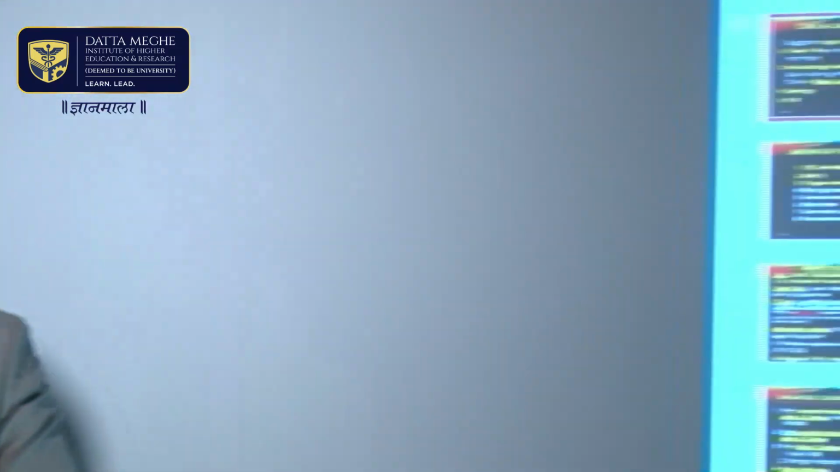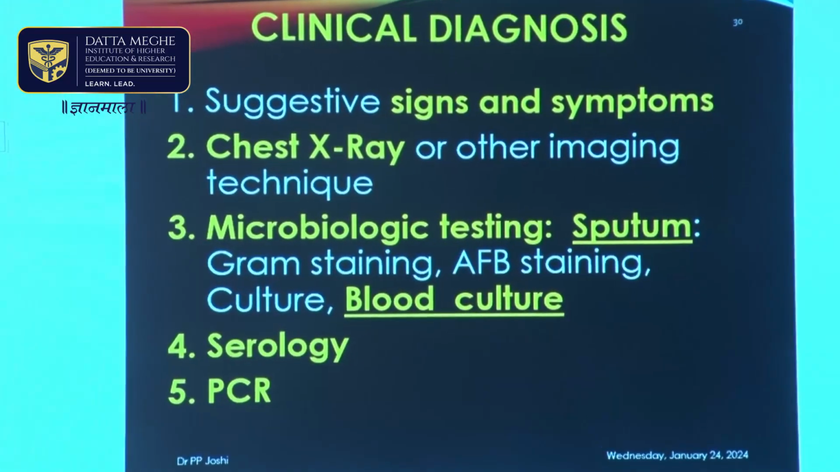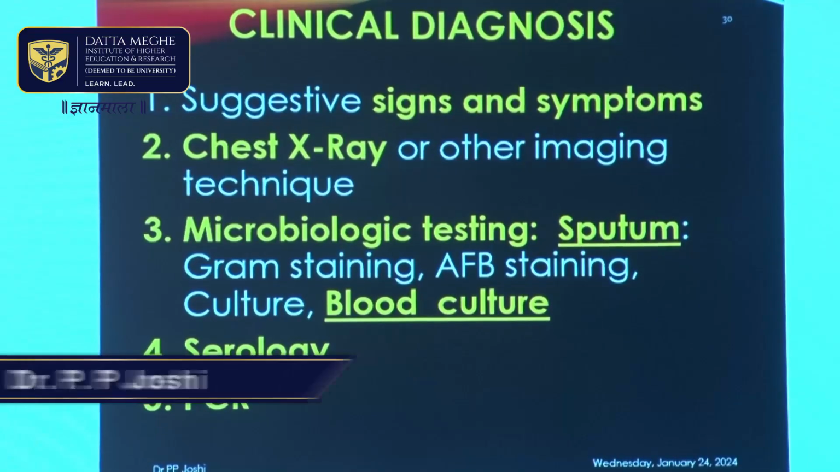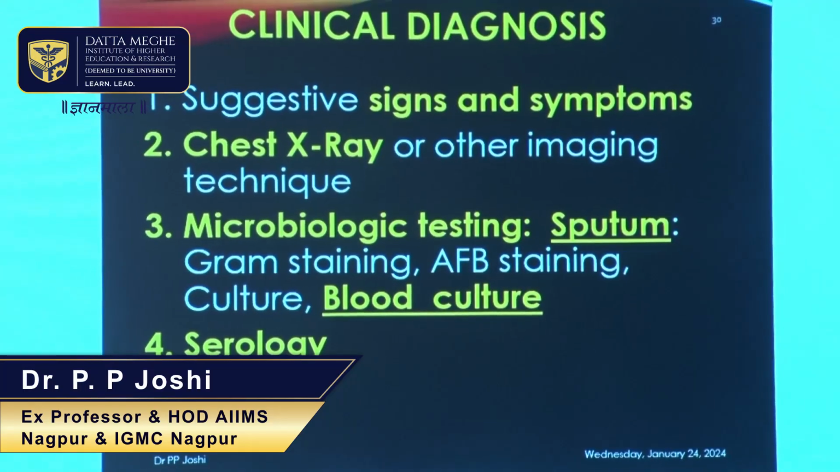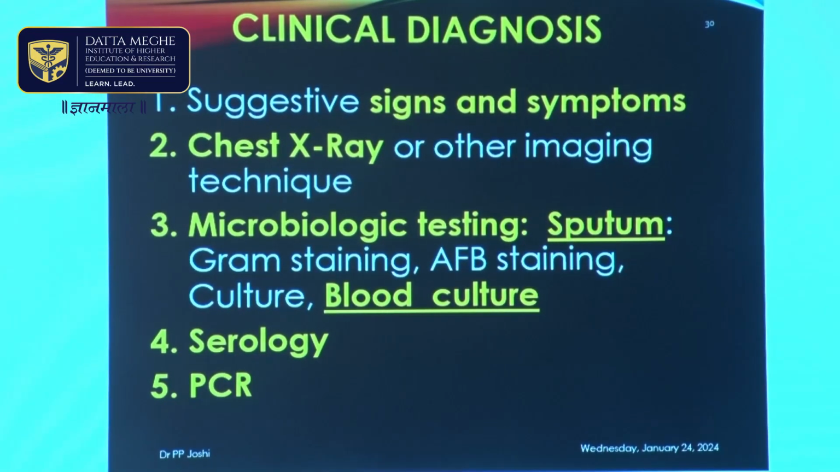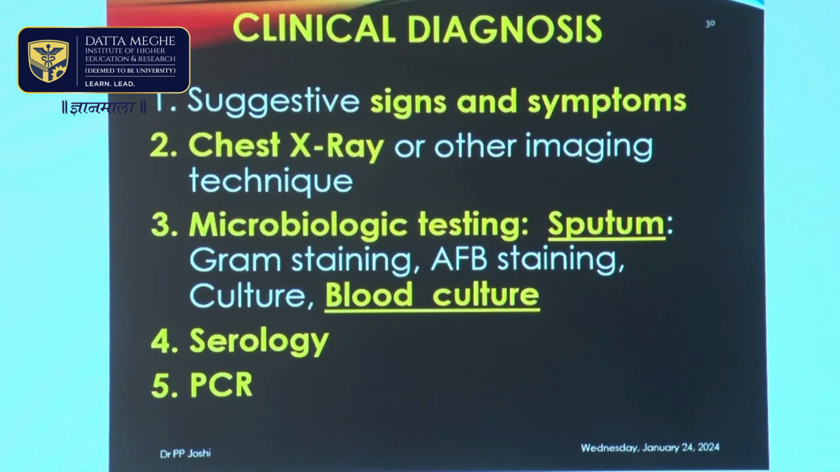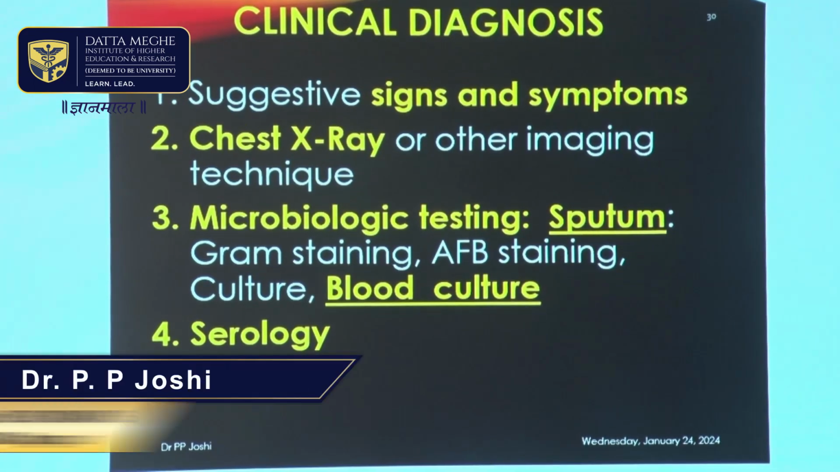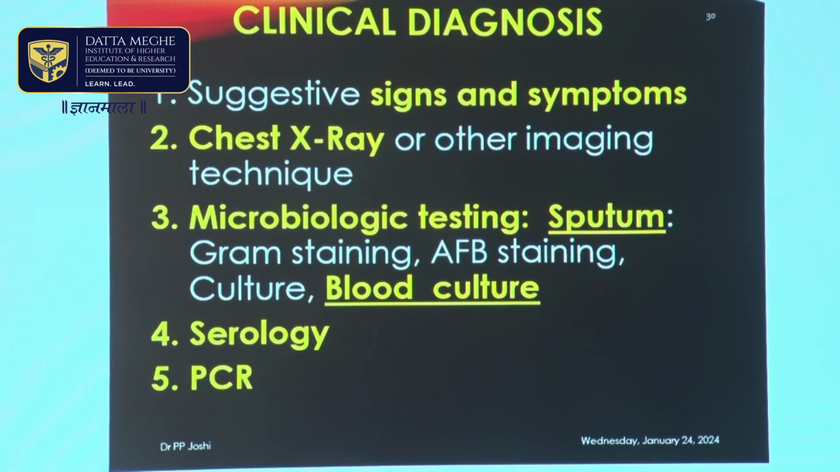The clinical diagnosis of pneumonia is made by clinical signs and symptoms, which I have described: abrupt onset of high-grade fever, rusty sputum, and classical clinical signs of decreased air entry, tubular bronchial breathing, and whispering pectoriloquy, which is present, and the percussion note which is impaired. The X-ray is a very simple and easy method for diagnosis of pneumonia. For microbiological testing, we have to test sputum for gram staining and AFB staining, and do cultures, and we have to do blood cultures as well.